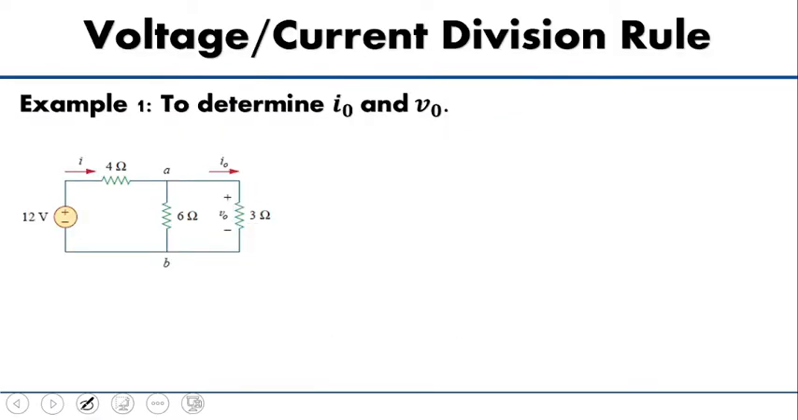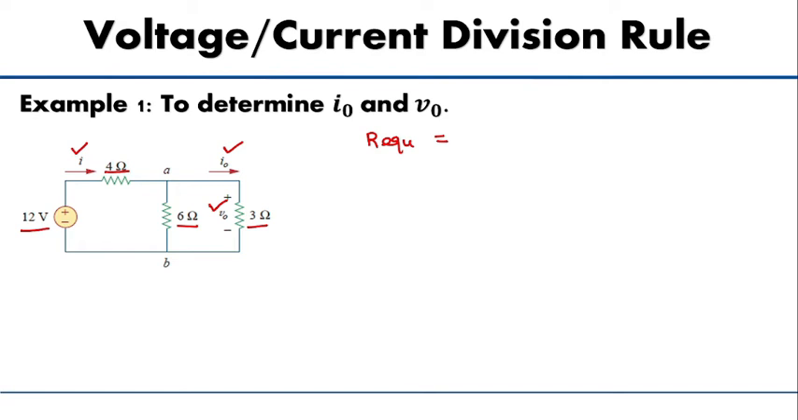Now, an example for the voltage or current division rule. In the given circuit, we have a 12 volt input supply and resistors of 4 ohm, 3 ohm and 6 ohms. Here we need to find out the value of I naught and the value of V naught. In order to find out V naught and I naught, we need to find out the total current, and for that we need the R equivalent value.